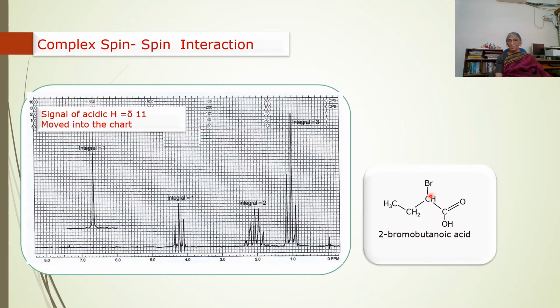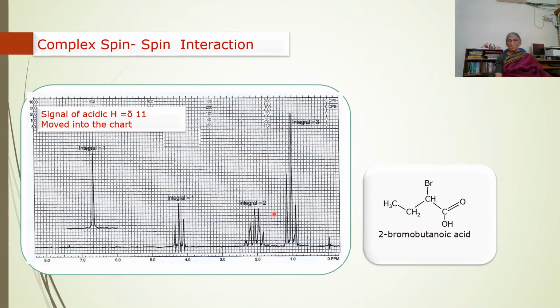So this is the methine proton, and the neighbor is the 2 methylene protons, and because of this the signal of the methine proton shows a triplet, and it is de-shielded because of the presence of the bromine atom. Because of the electronegativity of bromine, through the minus I effect, it will withdraw the electrons, and therefore the electron density on the methine proton will decrease and the proton will be de-shielded here.